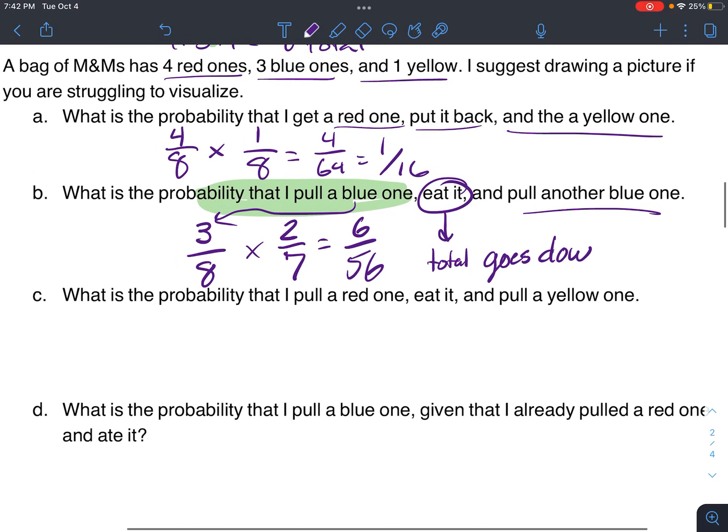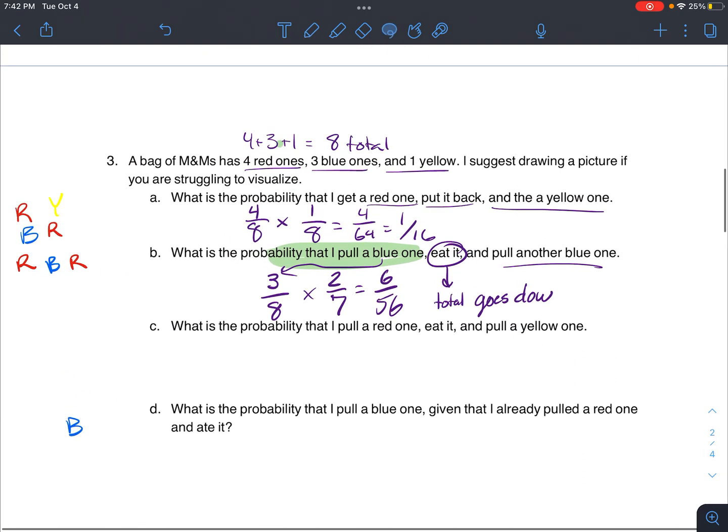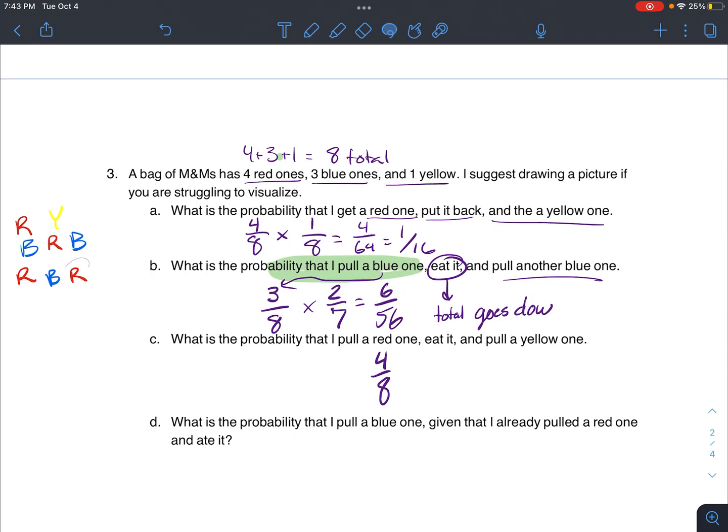Probability I pull a red one and I eat it. We could actually just put our blue one up here. The probability I pull a red one in general is 4 out of 8, because we got 4 reds. I'm eating it, so let's take one of our reds away, not the blue. And then pull a yellow one. Now I have 1 yellow, so that's my desired outcome, and I have 7 total M&Ms left, so it's 4 over 56.